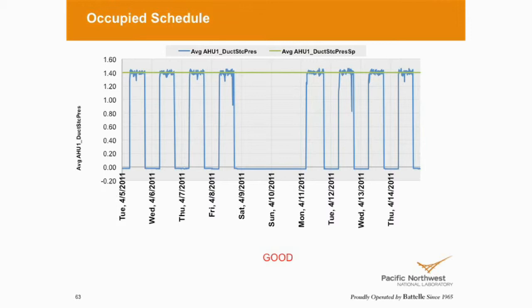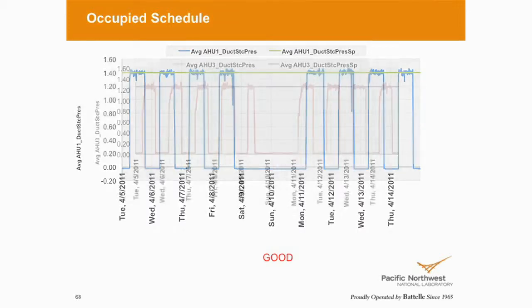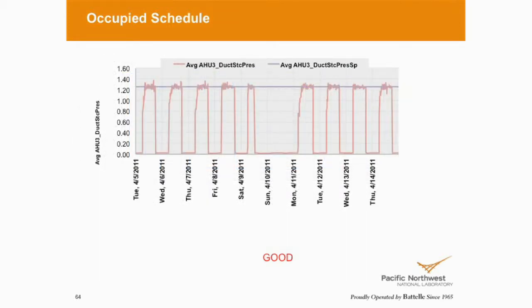Again, static pressure. Looks like the weekends it's off, and it's running during the week. This one's a little bit different. It's got a Monday through Friday. It looks like it's off on Sunday, but we see an abbreviated Saturday schedule. Is there anything wrong with that?